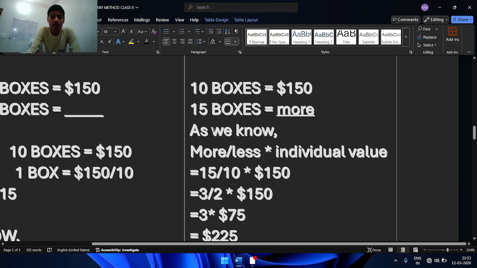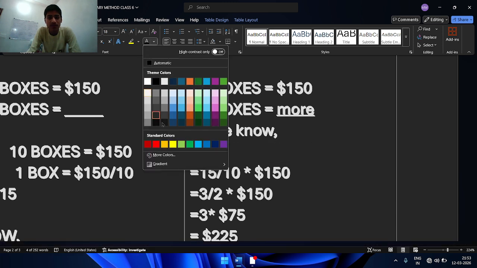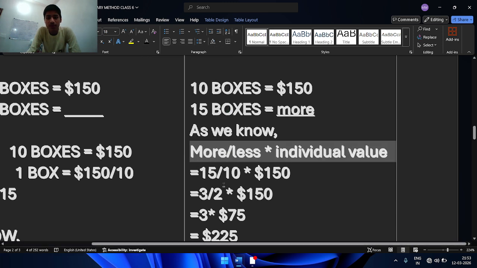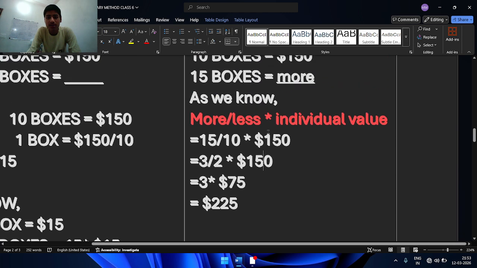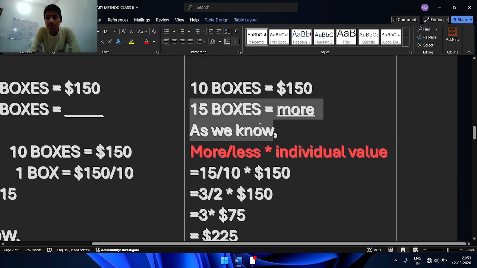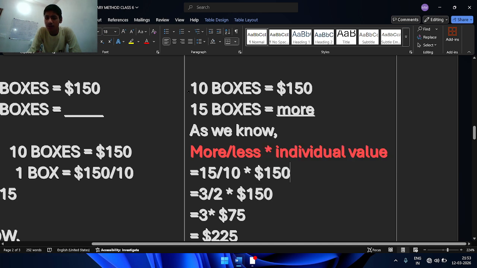So there is a formula. This is the formula I am highlighting: more by less into individual value. More is here; what is more? 15 boxes is more, so 15, and less is 10. Then you multiply with the individual value. So what is the individual value? That value of the quantity, here 10 boxes.